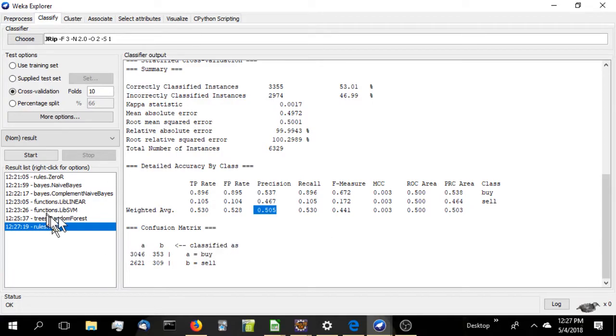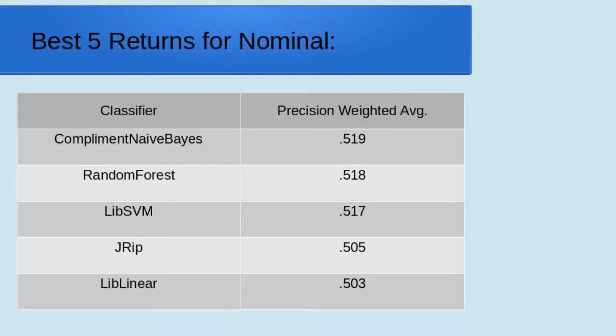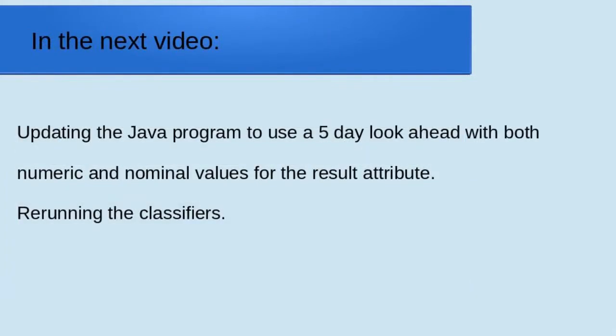So as you can see, with a 0.505 and the good ones that we picked out at about 0.52, that's really pretty much like a correlation coefficient of near zero. So this process of using a nominal classifier hasn't helped us at all. So here are the best 5 results for the classifiers we ran. In the next video, I'm going to add a 5-day look ahead to both of the numeric and nominal ARFF files.